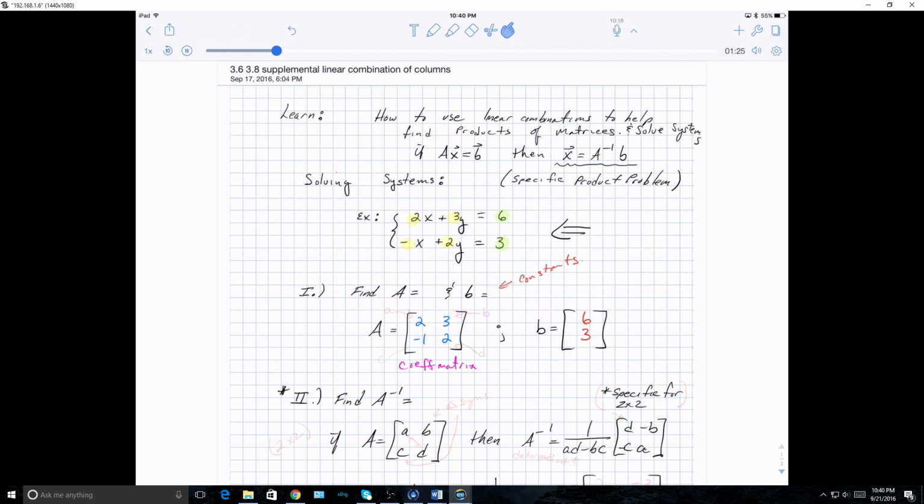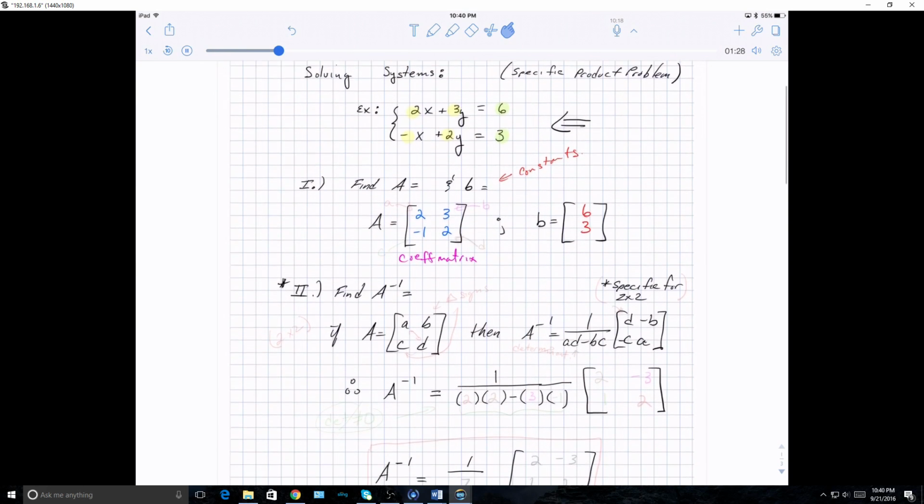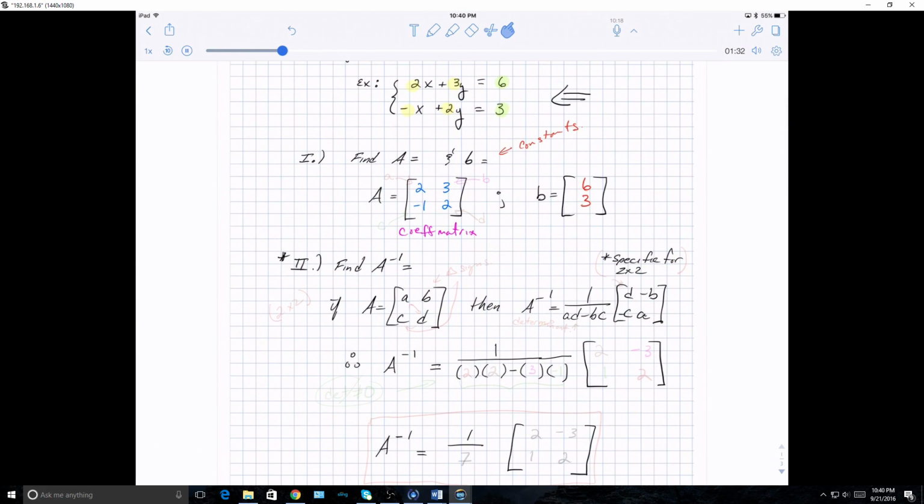constants. All right. So now that we have identified A and b, we can now use this information in order to calculate the inverse matrix of A. So what I've done here is this specifically works only for 2 by 2s, and I've made it clear over here as well, and I'm going to reiterate it. The inverse will only work for a 2 by 2, but the process will work as long as the matrix is invertible.